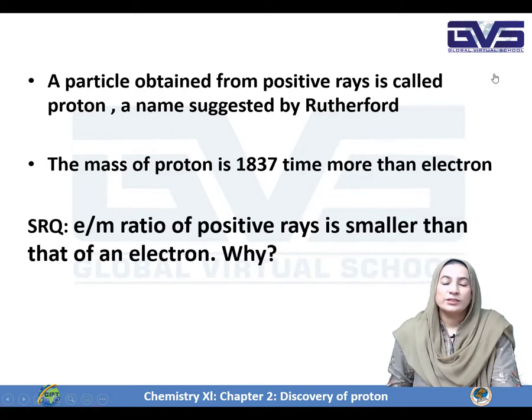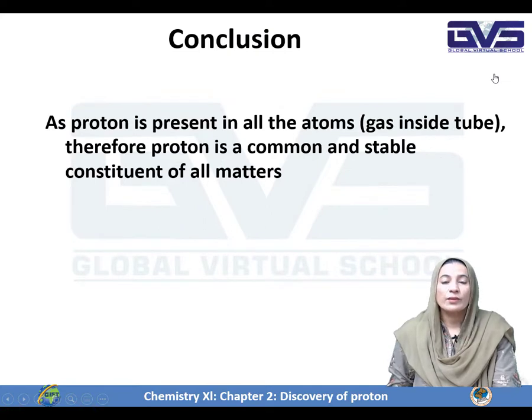So students, there is a question for you. The charge to mass ratio of positive rays is smaller than that of the electron. I already told you in the previous lecture, just recall. The charge to mass ratio of the proton is less than that of the electron, because this depends upon the mass.